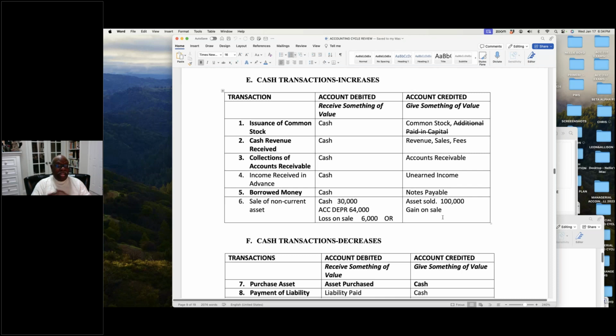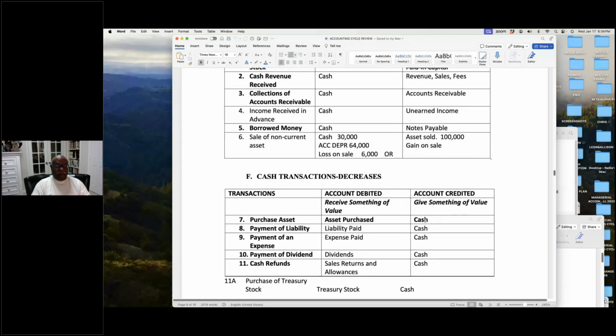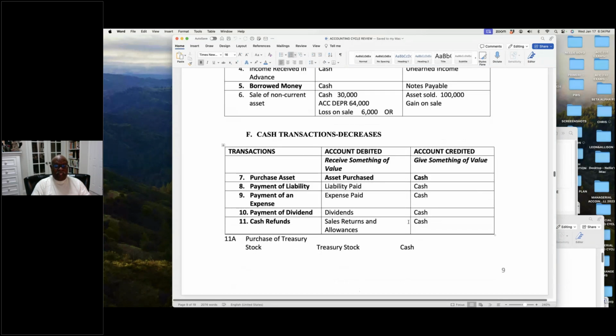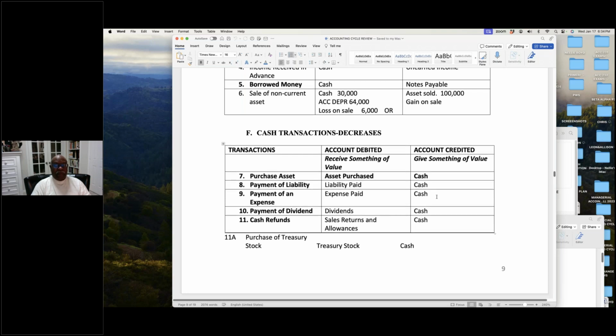When you pay cash out, you have to credit cash and debit something. If you purchased an asset, you debit the asset purchase. Now, asset purchase is not an account. It's supplies, it's inventory or something. Liability paid is not an account. You have to say what account it is, expense paid, what it is, but you credit cash. Dividends, and then sales return, refunds, sales return and allowances.